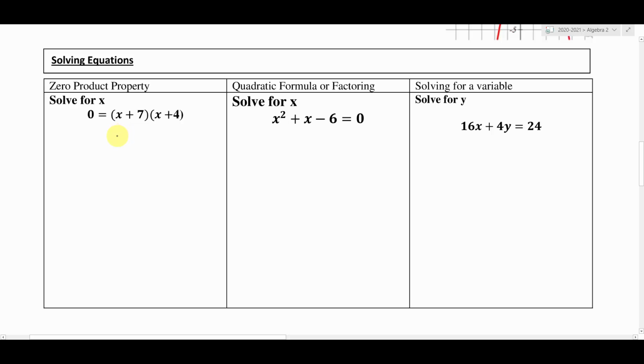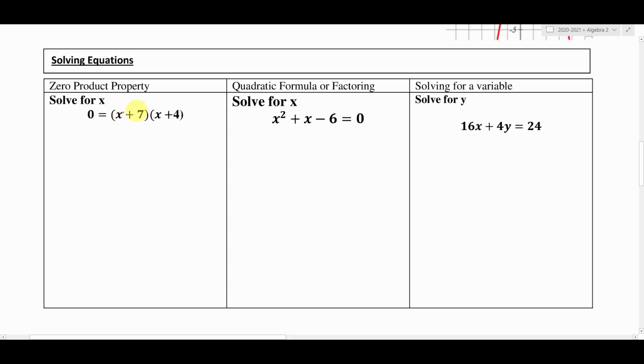Well, solving equations is never going to go away. We're always going to be solving equations in Algebra 2. It's one of the cool things that we do in this class. And there's all kinds of different equations that we need to be prepared for. So this first one is an example of the zero product property.